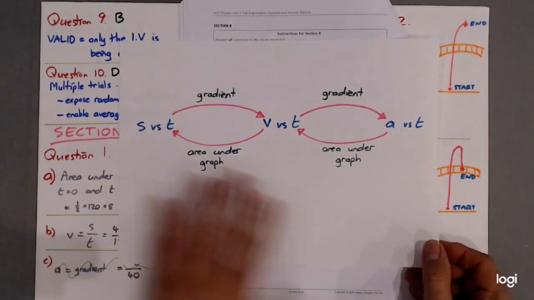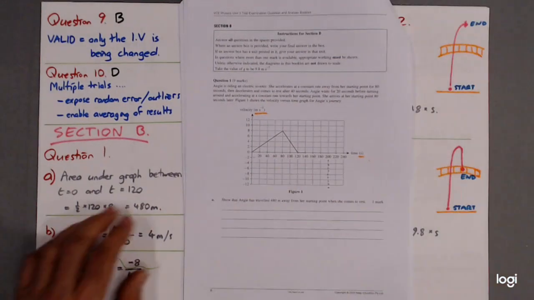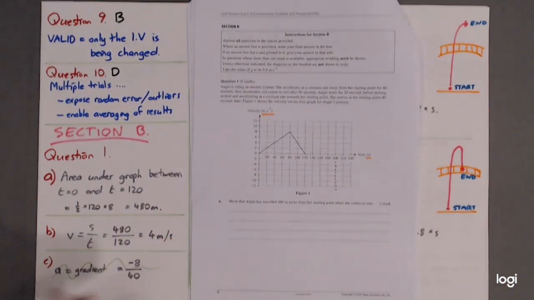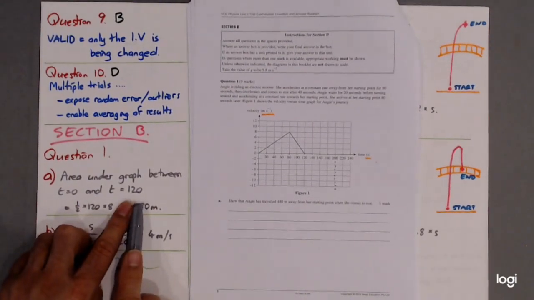Pick a different formula. V equals U plus AT. U is 0, A now we know, T is 80, bang, 12 meters per second. So she's going to hit her starting point traveling at 12 meters per second. Pretty fast. Okay, E.